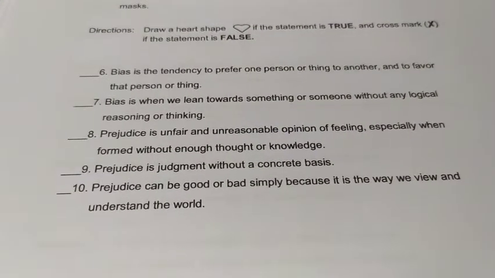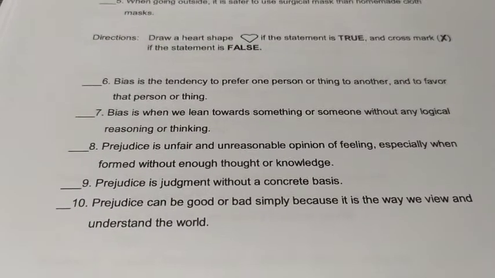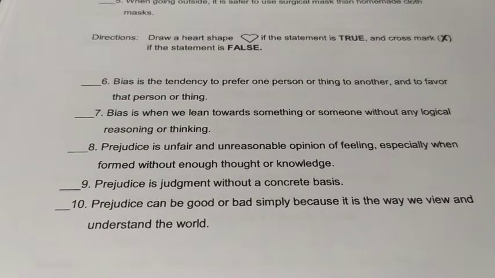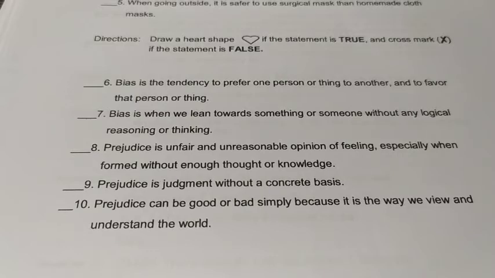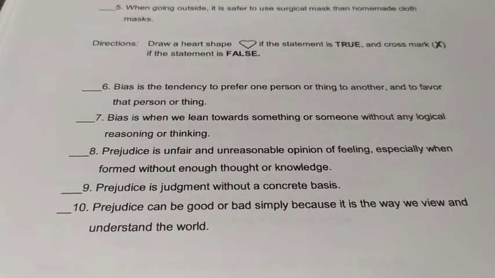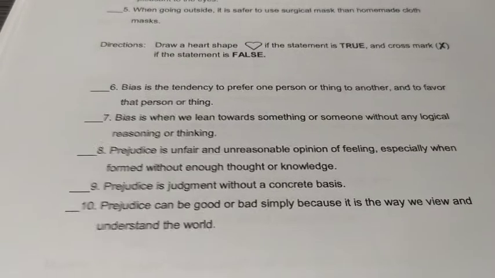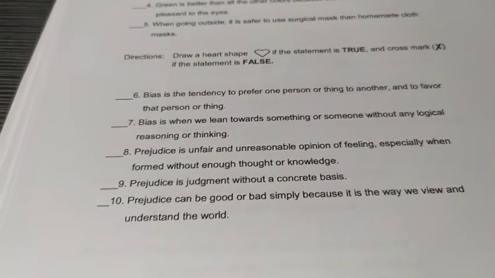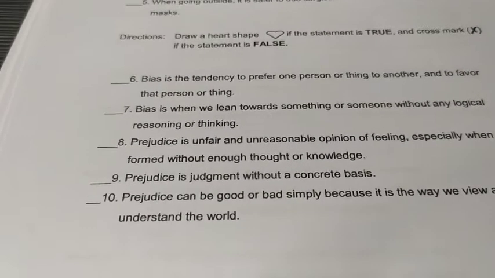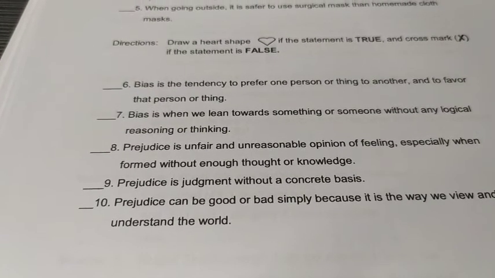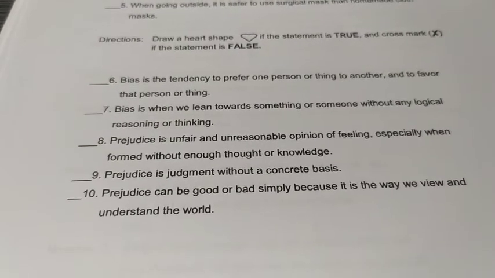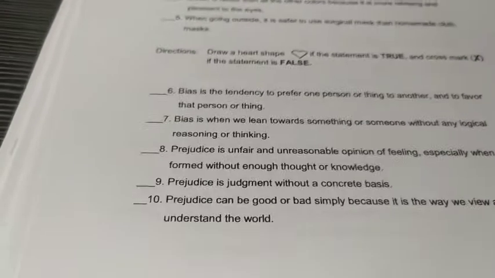For another 5-item activity, you will draw a heart shape if the statement is true and a cross mark if the statement is false. If it's opinion, it is probably under false, and if it's a pure fact, all information is factual and there is no added opinion, no added personal perception and perspective, then it will be under true. So heart and X. It is based also on what you have learned from the first module.